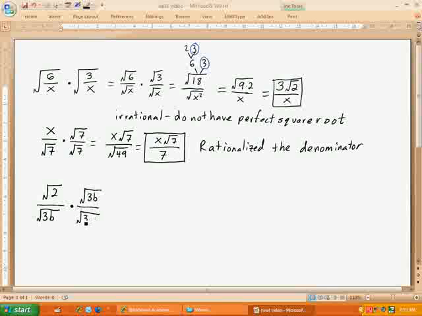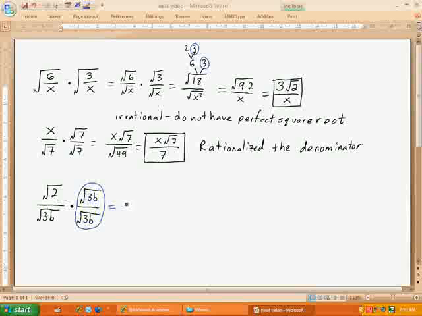Now I'm allowed to do this because this right here is 1, right? Anything divided by itself is 1, and so I'm allowed to multiply by 1, and it doesn't change my problem. It just changes what it looks like. It doesn't actually change the value, because anything times 1 is itself.